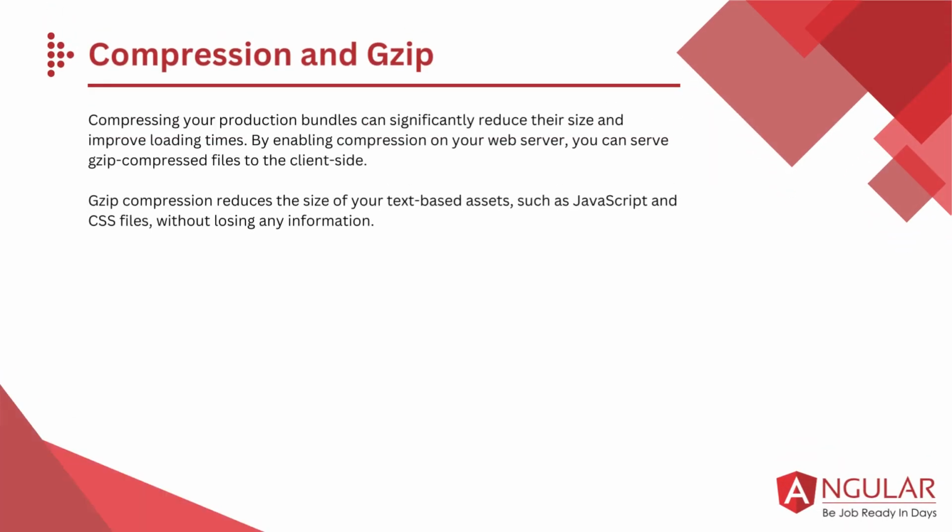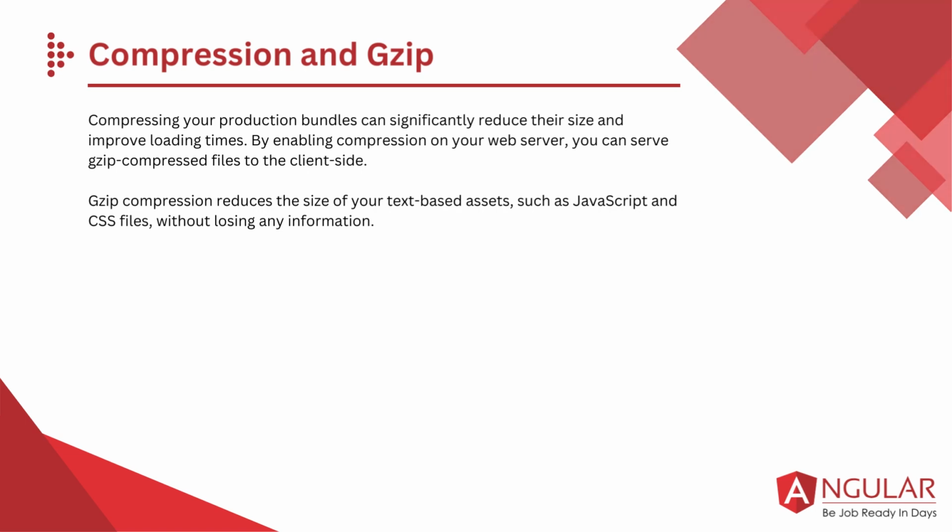5. Compression and gzip. Compressing your production bundles can significantly reduce their size and improve loading times. By enabling compression on your web server, you can serve gzip compressed files to the client side. Gzip compression reduces the size of your text-based assets, such as JavaScript and CSS files, without losing any information.